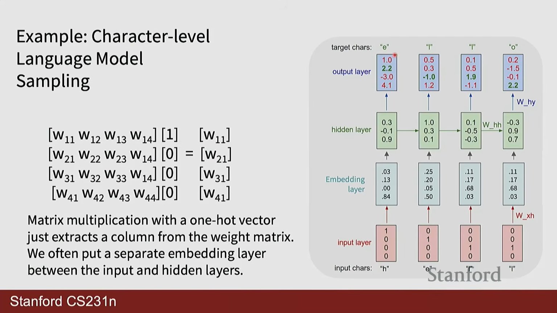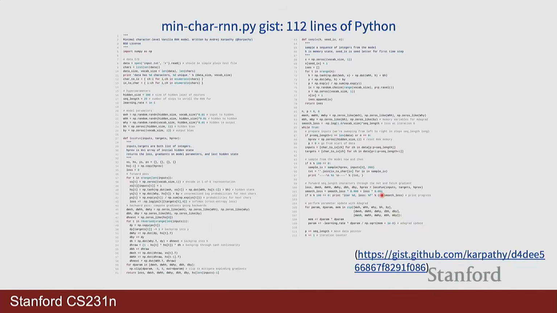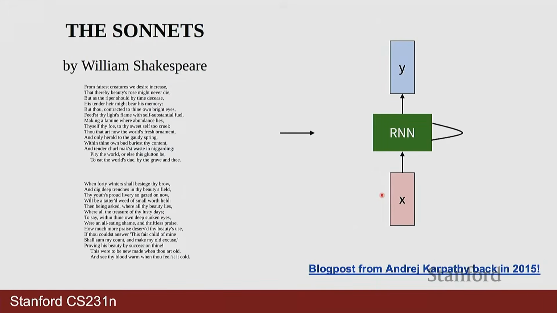So one of the nice things about this implementation is that it's really simple. It's like 112 lines of Python code, and you can train these models on a variety of different tasks. So this is like the pre-LLM era of what you could do. You can train it on sonnets by William Shakespeare. And as I mentioned, there's a blog post by a former instructor of this course, Andrej Karpathy, back in 2015, which talked about how these RNNs are unreasonably effective at generating text.